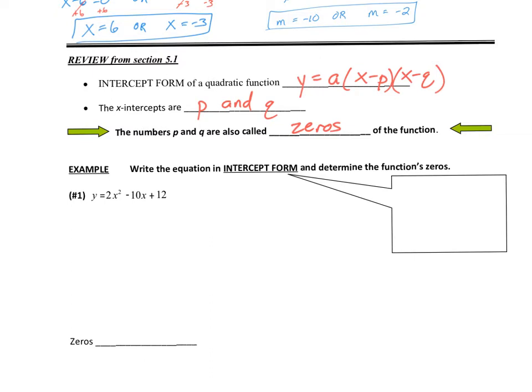Okay, so what we're going to do here is write the equation in intercept form and determine the zeros of the function. So basically, factor and find p and q is what we're going to do. Factor and find p and q.